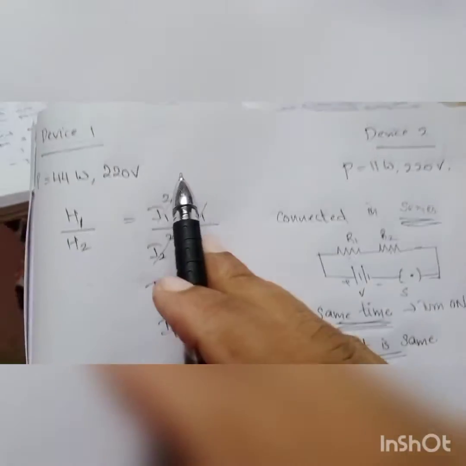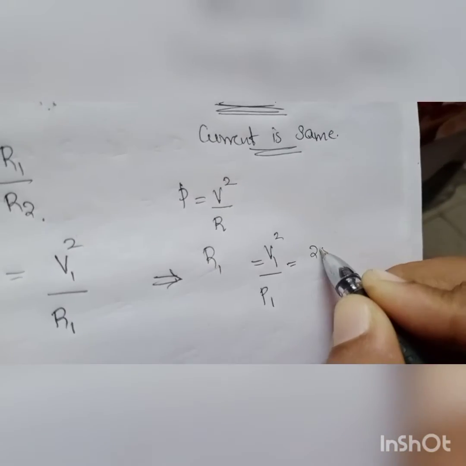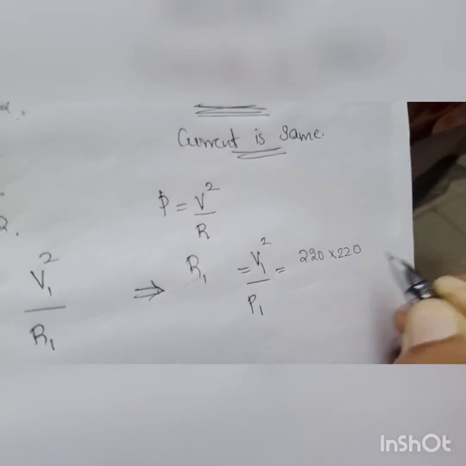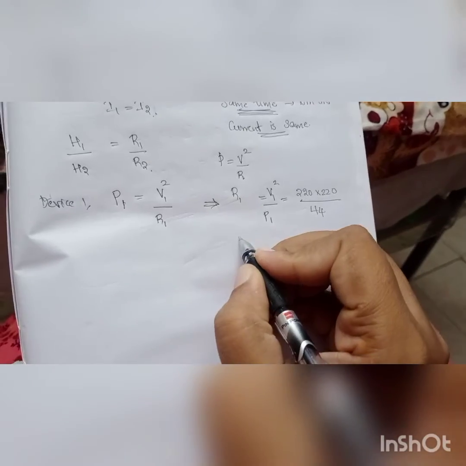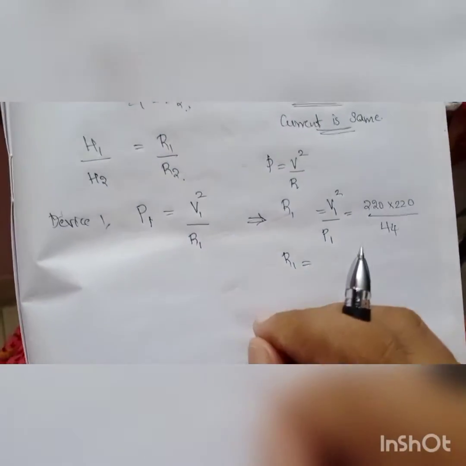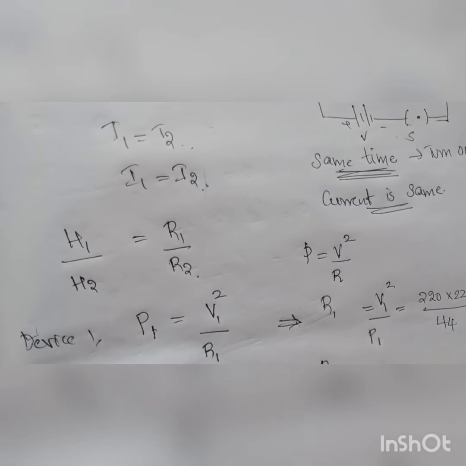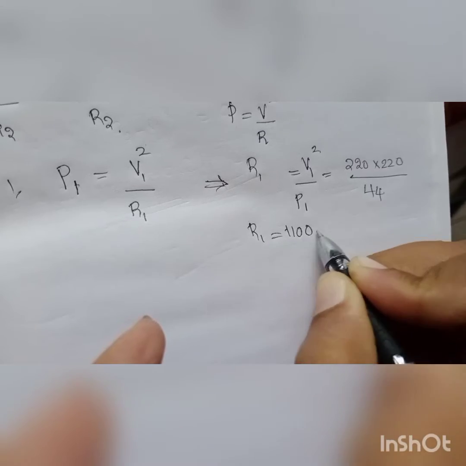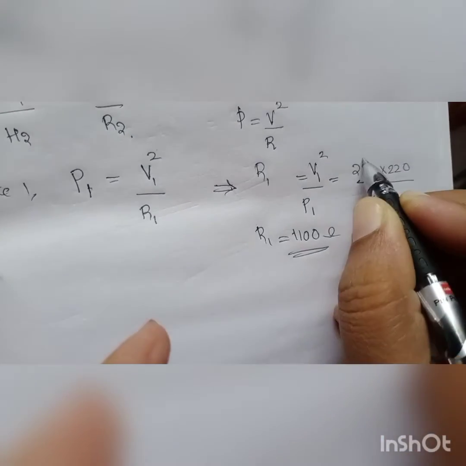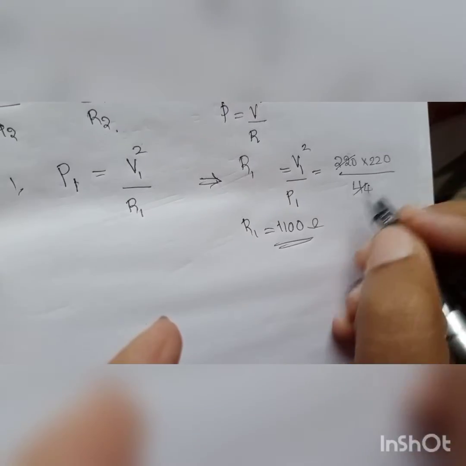Now, what is the voltage given for device 1? 220 volt, it is already given in the question. So V1 square is 220 into 220. And what is the power given? 44 watt, so divided by 44. What will you get for the value of resistance R1? The resistance R1 value you will get as 1100 ohm. If you cancel 44 by 220, what will you get? Just try to cancel it.